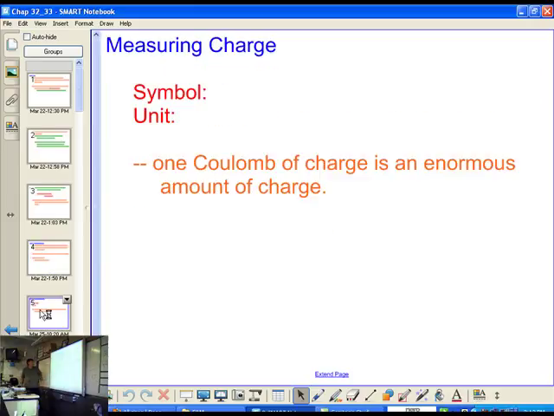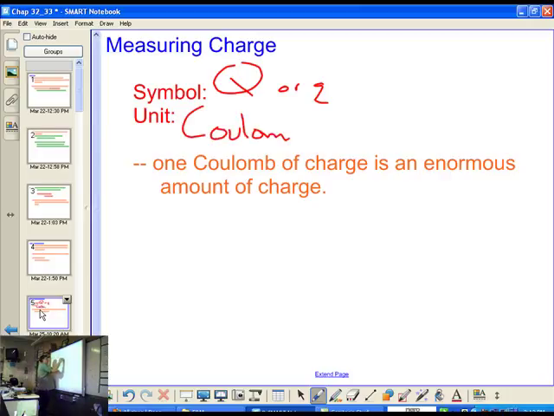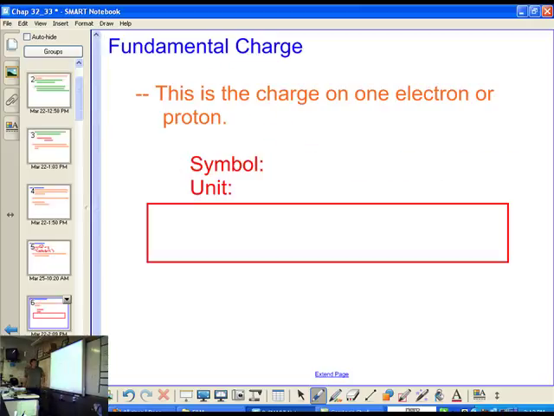Measuring charge. When we measure charge in coulombs, our symbol is a big capital Q, which is funny because it's the same symbol as heat. Both symbols for charge and heat are Q. I don't know why. But our unit here is the coulomb, capital C. And a coulomb is an enormous amount of charge. If you have one coulomb of charge, it's an enormous amount.